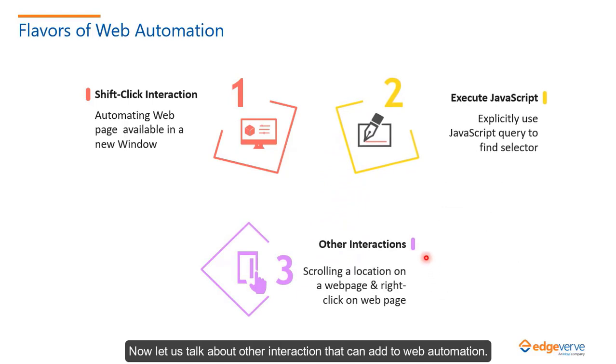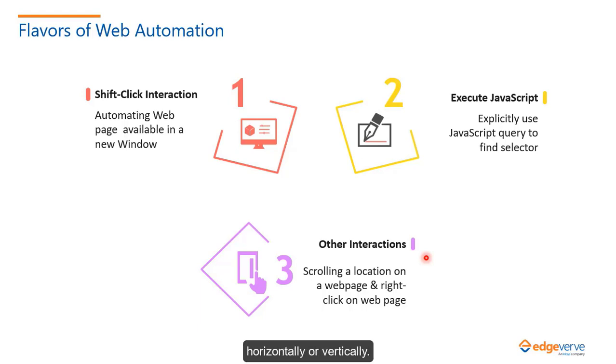Now, let us talk about other interactions that can add to web automation. Scroll by interaction scrolls to a particular section of the web page horizontally or vertically. Scroll into interaction scrolls to bring the application area viewable on screen of the web browser. Open context menu interaction, using which one can perform right-click on a page. It is useful when one wants to save the web page for reference.